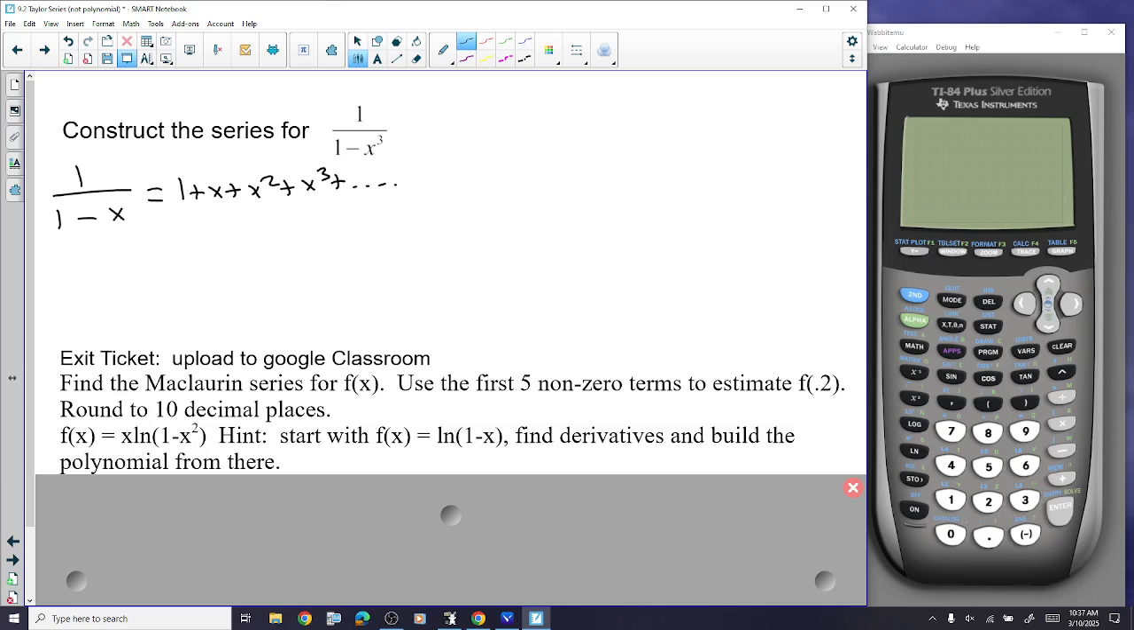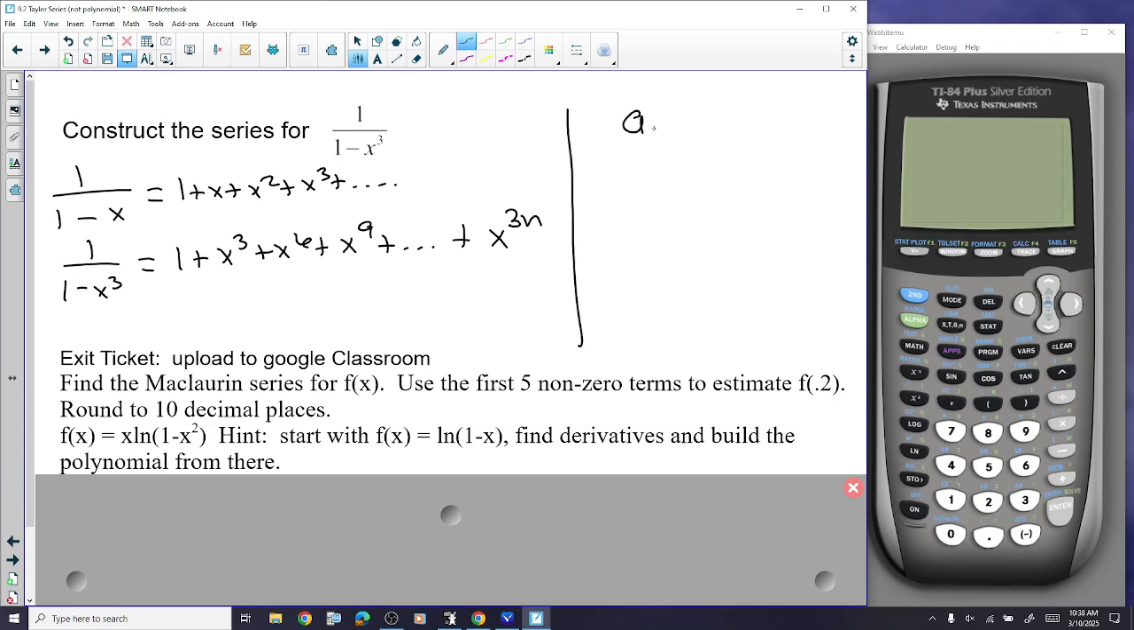Then we can replace all the x's with x to the 3rd. So 1 over 1 minus x to the 3rd is 1 plus x to the 3rd, x to the 6th, x to the 9th, keep on going. So that's just going to be x to the 3n. Like I said, that's tying it into what we're doing today. It's a substitution. Substitute x to the 3rd in for x. But if you just recognize at the beginning that it's geometric and make r x to the 3rd, you get the same thing. 1 plus x to the 3rd, x to the 6th, x to the 9th, keep on going.